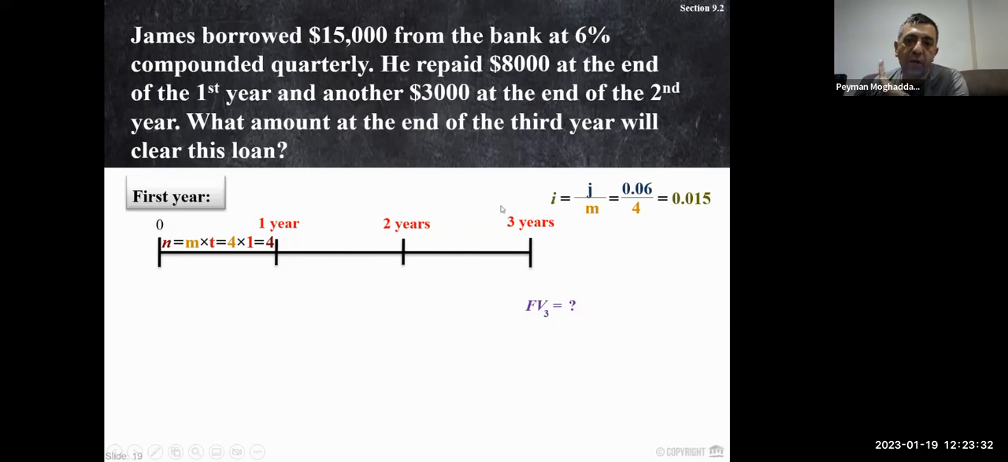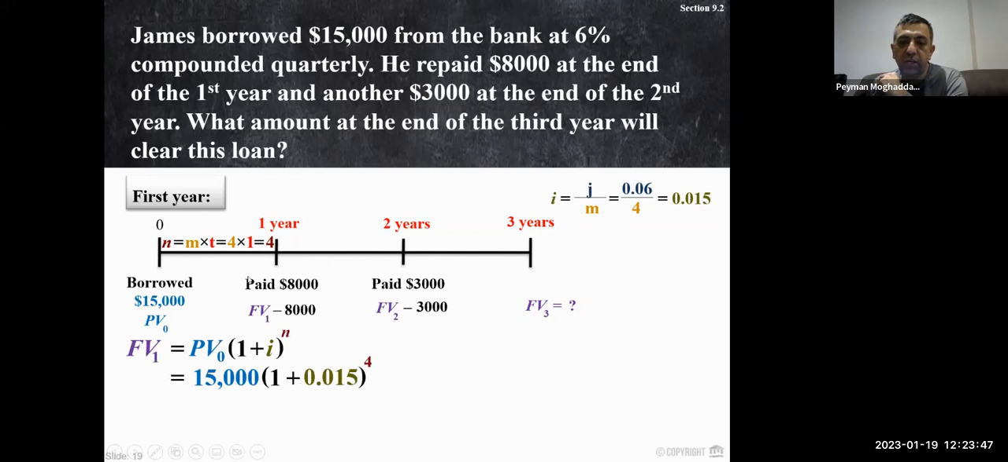I and n, the first priority. I is j divided by m. J is 6%. M is going to be quarterly, which is going to be 4. It's going to be this guy. And m, okay. So that's what I said here.